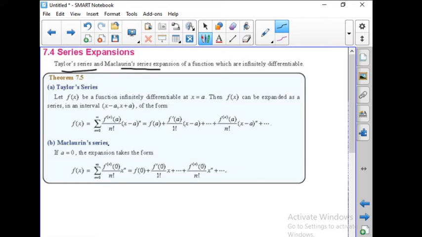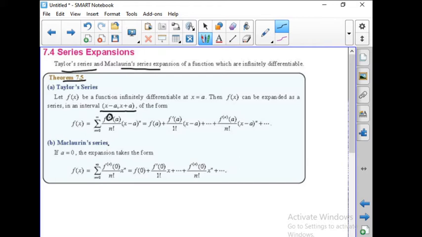Under this we are going to see theorem 7.5, Taylor series. Let f of x be a function infinitely differentiable at x is equal to a. Then f of x can be expanded as a series in an interval x minus a, x plus a, of the form f of x is equal to sigma n is equal to 0 to infinity f raised to n of a by n factorial. This n denotes the number of times we are differentiating. So x minus a the whole power n.